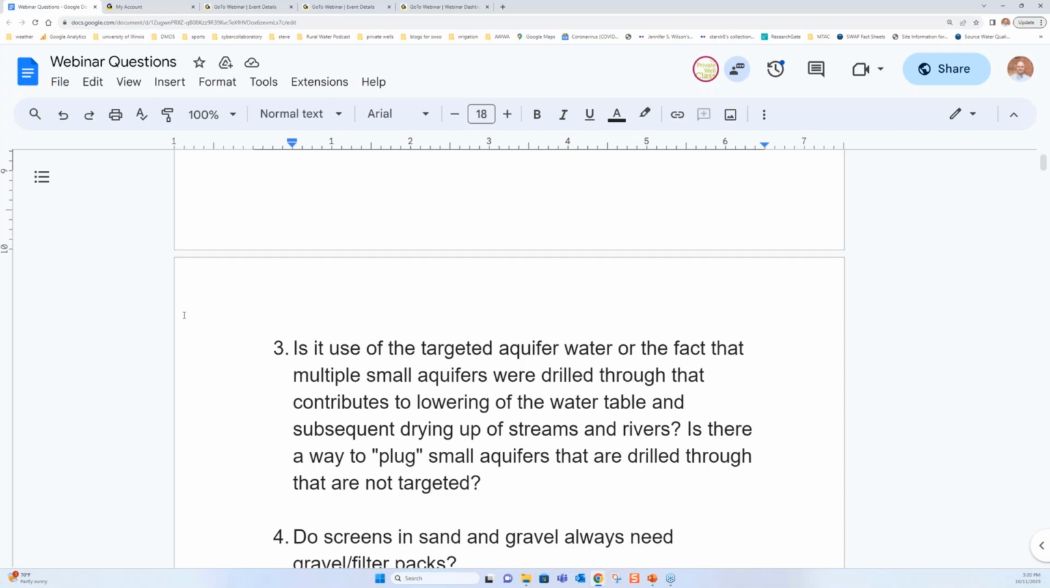The only way to plug it is to put casing through it, in a bedrock sense. And in the sand and gravel, that doesn't happen. You'd have to case through the sand and gravel, or it's going to cave in your well.